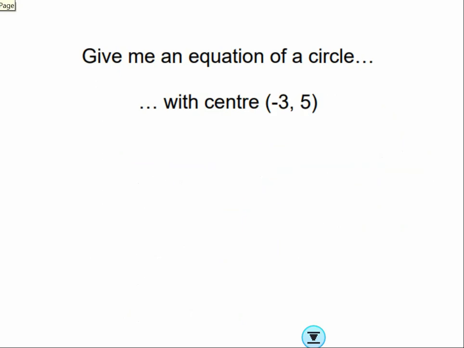Okay, so give me an equation of a circle with a centre of minus 3, 5. The radius doesn't matter, so have a play, and then hit play again when you're ready. So, if you got it first time, great. If you didn't, then no problem. So remember, it's always a plus.